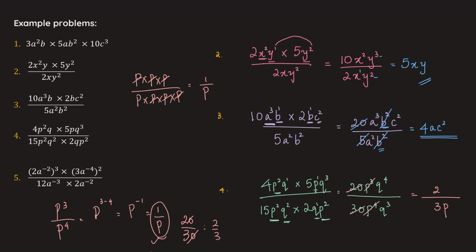Q to the power 4 and q to the power 3. The highest power is at the top, so no problem. 4 minus 3, it's just q. That's just q. So 2q over 3p. That's the answer for the fourth question.